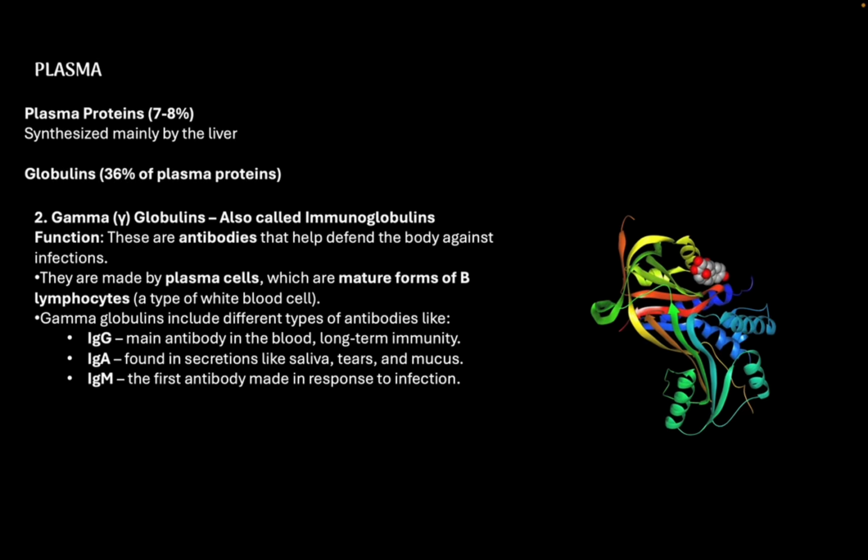Gamma globulins are also called immunoglobulins or antibodies. These are made by plasma cells, which come from B lymphocytes, a type of white blood cell. Antibodies are proteins that recognize and neutralize foreign invaders like viruses and bacteria.